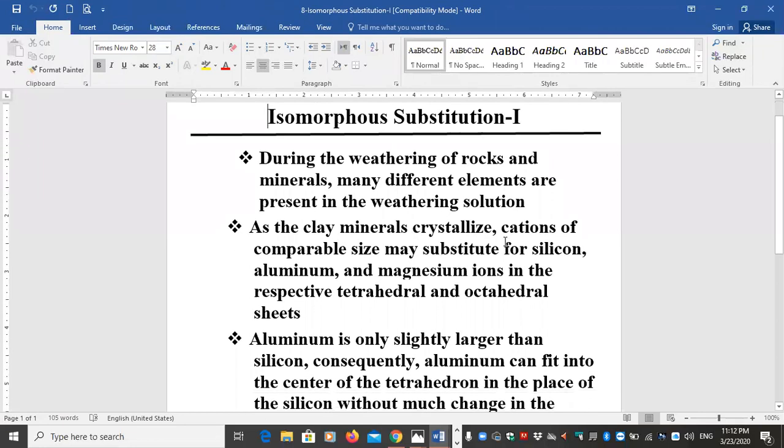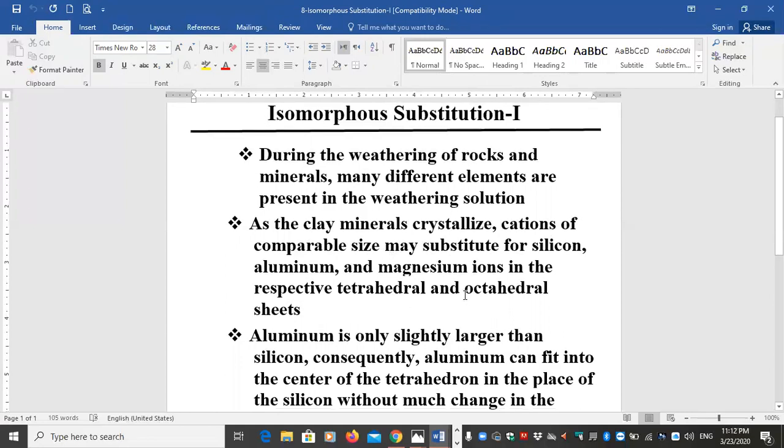As the clay minerals crystallize, cations of comparable size may substitute for silicon, aluminum, and magnesium ions in the respective tetrahedral and octahedral sheet. What do we mean by respective tetrahedral sheet? Of course, if we are talking about substitution of silicon, silicon is found in the tetrahedral sheet, so it comes first. That means as they are mentioned above. That's what they mean by respective. Respective, that means silicon for the tetrahedral and the magnesium or aluminum for the octahedral.